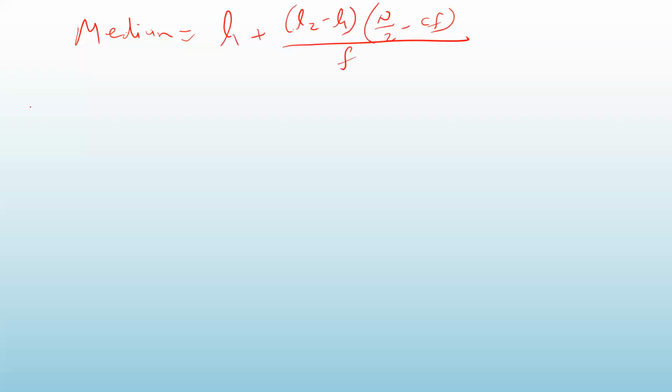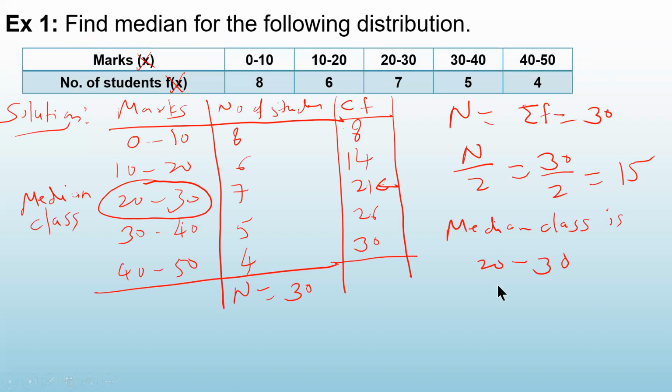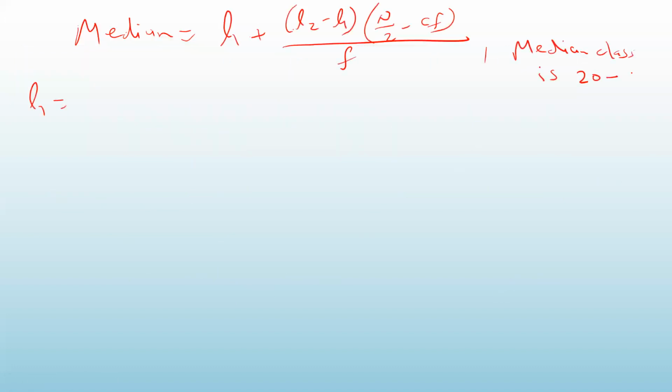So median is equal to L1 plus (L2 minus L1) into (N upon 2 minus CF) divided by F. Where, what is L1? L1 means lower boundary of the median class. What is your median class? यहाँ पर क्या है median class? Median class क्या आया? 20 to 30, correct? So median class is 20 to 30.